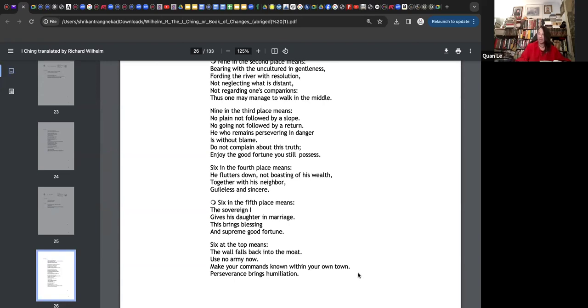So here, the thing that I would retain epistemologically is that it is the line of the philosopher king, okay? It is the line of wisdom, of truth in timelessness. The five lines are meaningful, but what is meaningful is: make your commands known within your own town.